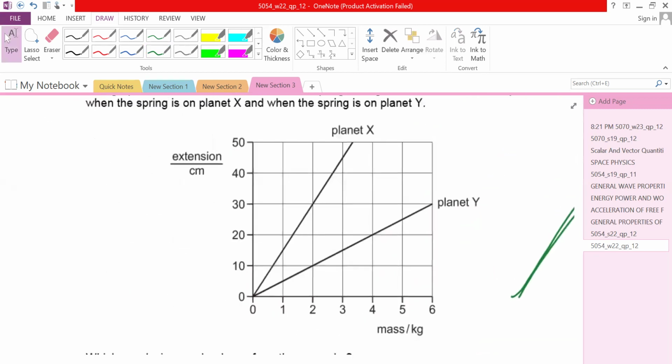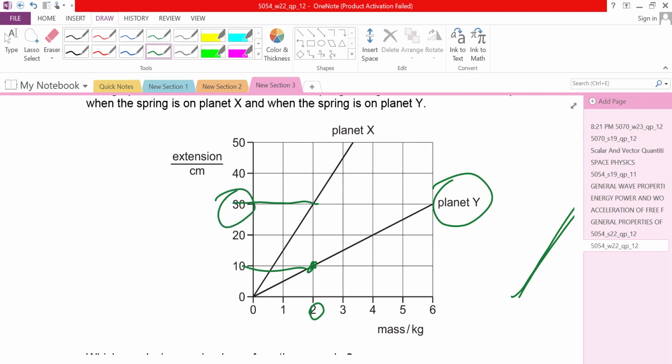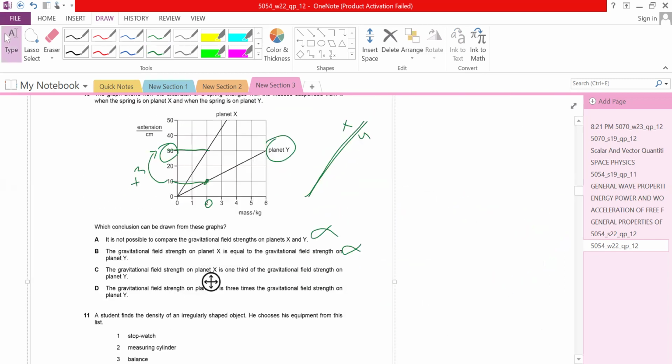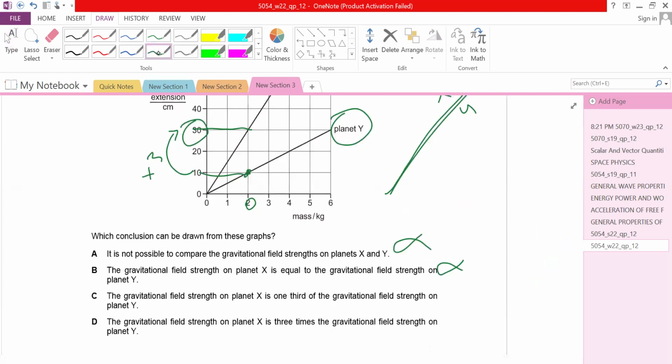For this, you have to look at the graphs. So take a mass. I have taken 2 kg, and you can see that the extension on the mass of 2 kg on planet Y is 10. However, for the same mass of 2 kg, the extension on planet X is 30. So this is 3 times. So according to this, and after reading out the 4 statements, you can easily figure out that statement D is correct. The gravitational field strength on planet X is 3 times the gravitational field strength on planet Y. Option D is correct for question number 10.